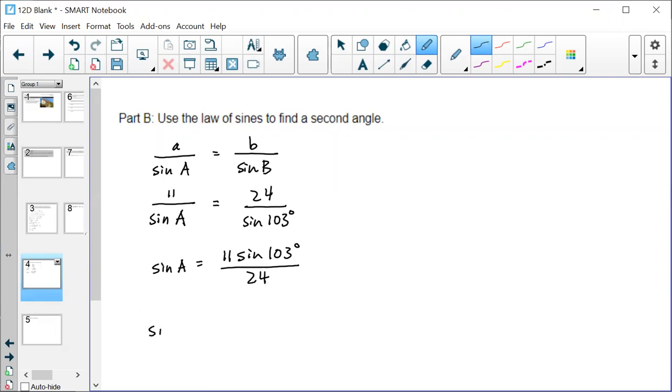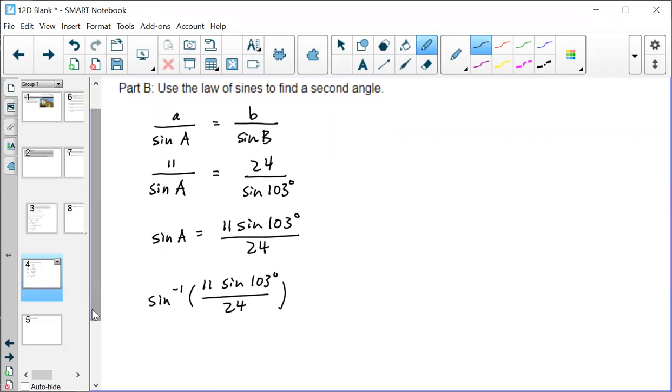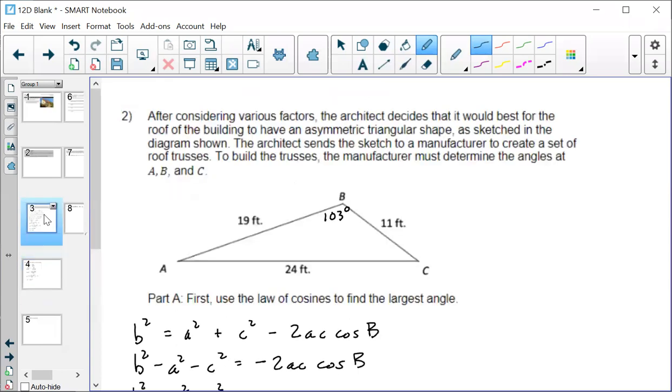Then we can take the arc sine of 11 sine 103 over 24, and when we do this, it's going to give us angle A. So angle A is equal to 26.5 degrees. Let me go back here and put that on the picture.